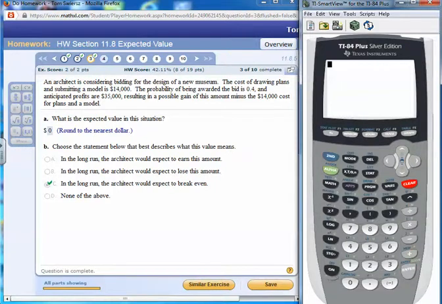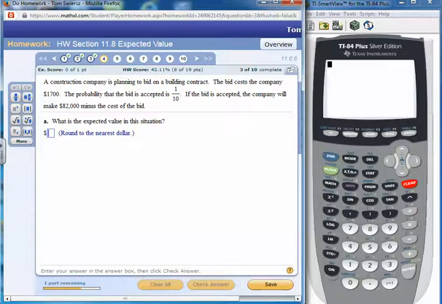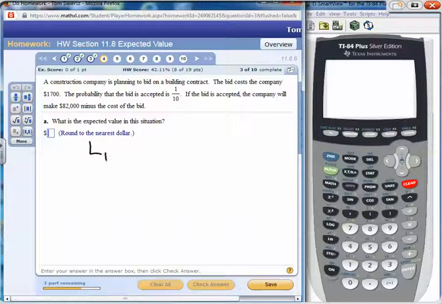Okay. Let's go ahead and look at number 4. A construction company is planning to bid on a building contract. The bid costs the company $1,700. The probability that the bid is accepted is 1/10. If the bid is accepted, the company will make $82,000 minus the cost of the bid. What is the expected value of this situation? Okay, again, if we want to use our calculator, we're going to have the money values in L1 and the probabilities in L2, right?